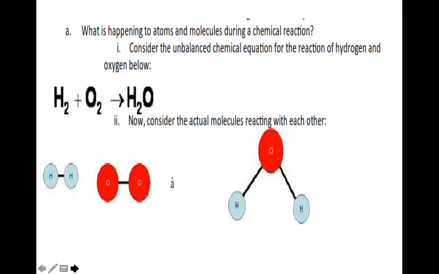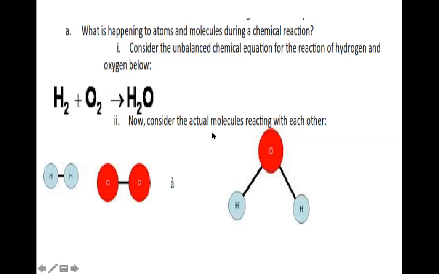What is happening to atoms and molecules during a chemical reaction? Consider the unbalanced chemical equation for the reaction of hydrogen and oxygen below. If one mole of hydrogen and one mole of oxygen react, is it possible to produce water? It is possible, because here you see 2 hydrogen and 1 oxygen, and here 2 hydrogen, 2 oxygen. So 1 oxygen remains unreacted.